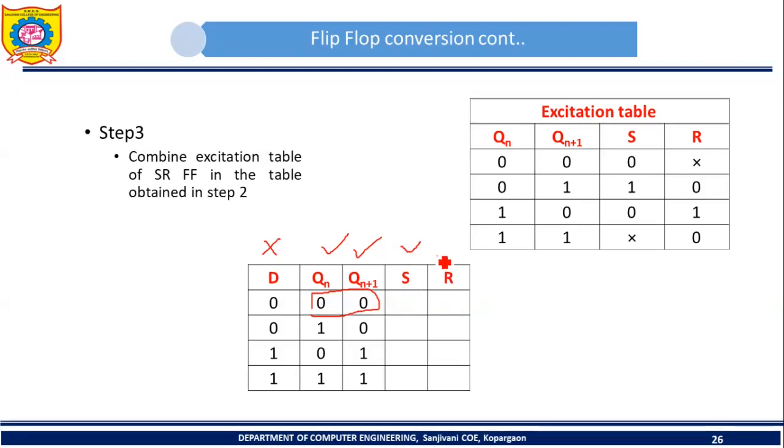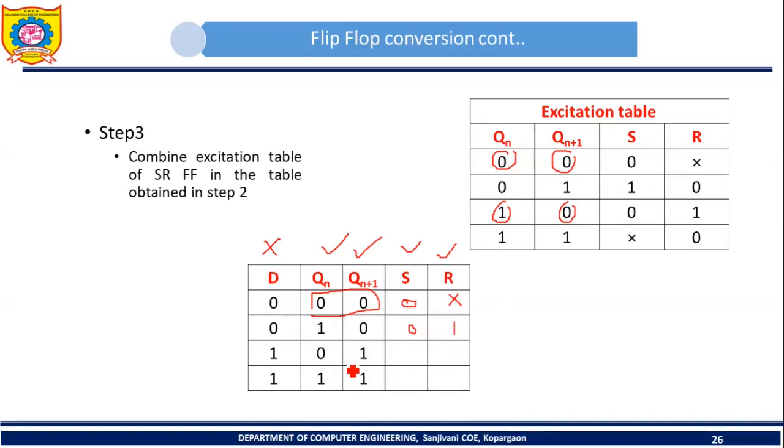So for that, what should be the values of S and R? See the excitation table of SR flip-flop. We will get this information from the excitation table. Present state is 0, next state is 0. So what should be the values of S and R? It should be 0 and don't care. So that 0 and don't care will come here. Then consider the next row. Here what is the present state? 1. What is the next state? 0. So present state is 1, next state is 0. So what should be the values of S and R? 0 and 1. So write that 0 and 1 here.